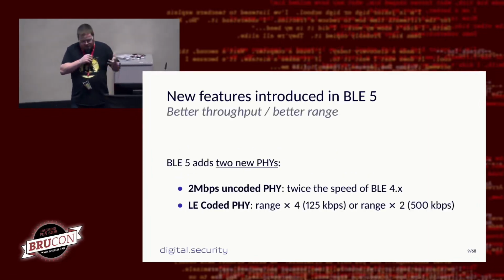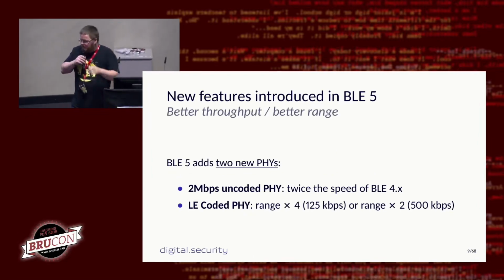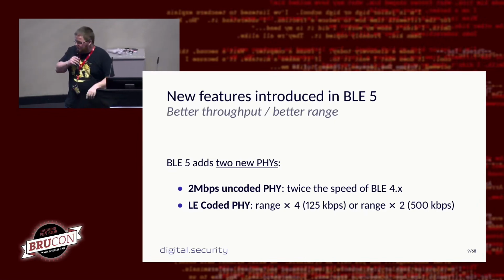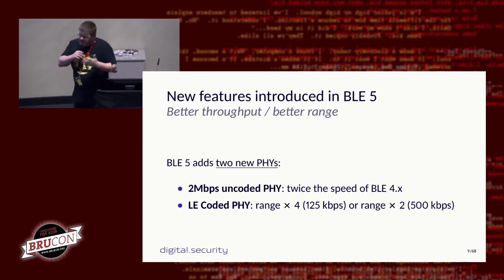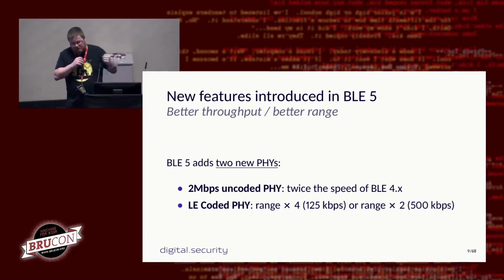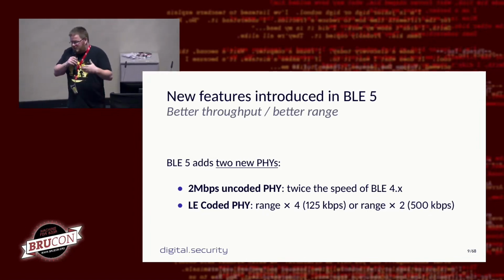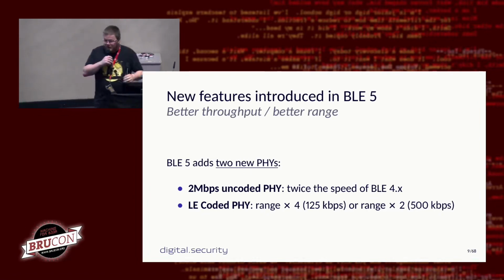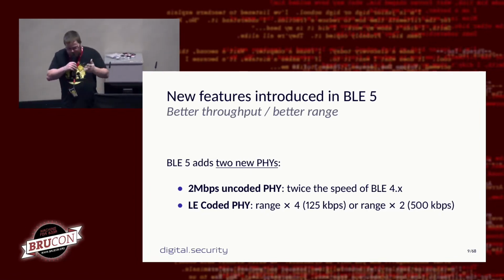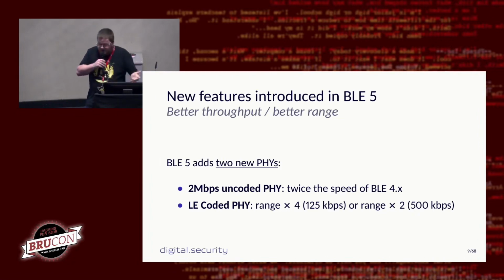The better throughput is possible thanks to two new PHYs. A PHY is a physical communication layer used in radio. The first one is a 2 megabit per second PHY, which doubles the speed of BLE. So if you are used to BLE4, you know that sending data takes some time, and with this new version of BLE5 and this new PHY, you can send data faster.